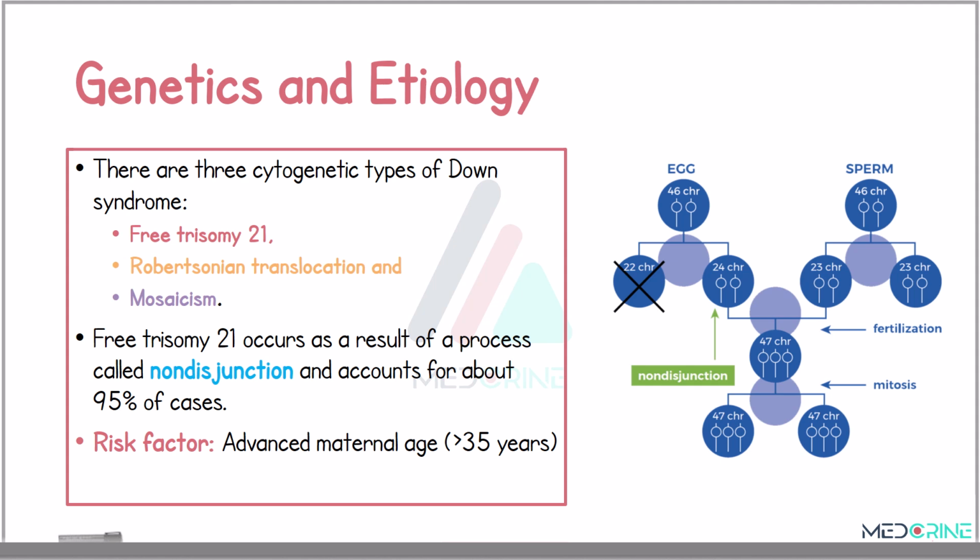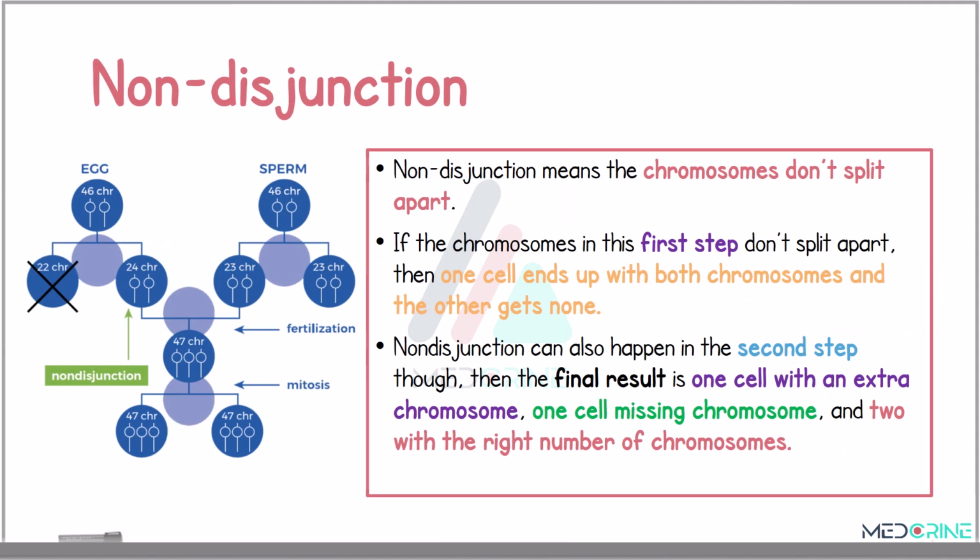There are 3 cytogenetic types of Down syndrome, which are free trisomy 21, Robertsonian translocation, and mosaicism. A free trisomy 21 occurs as a process that is called non-disjunction, and this process accounts for about 95% of the cases of Down syndrome. One risk factor for the development of Down syndrome is an advanced maternal age of more than 35 years.